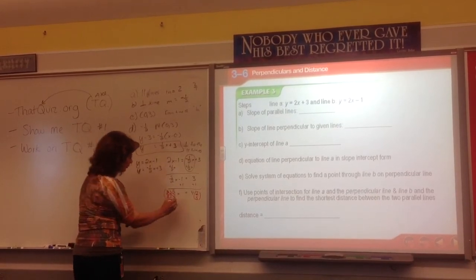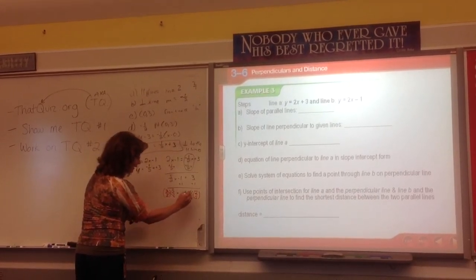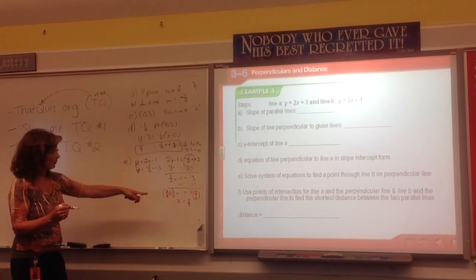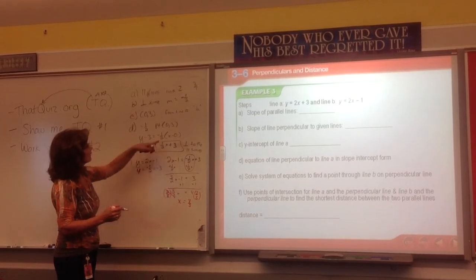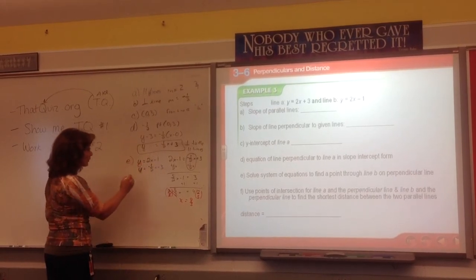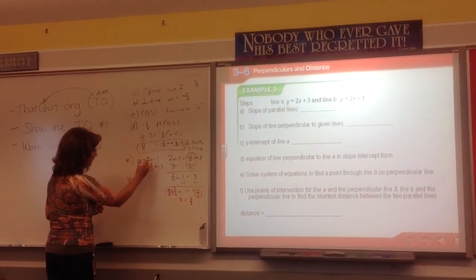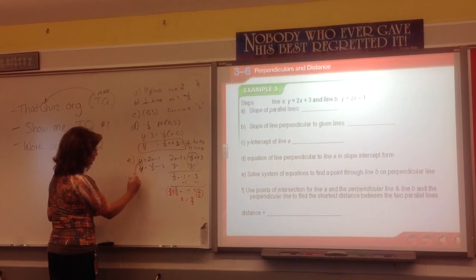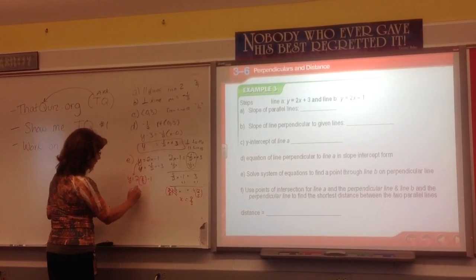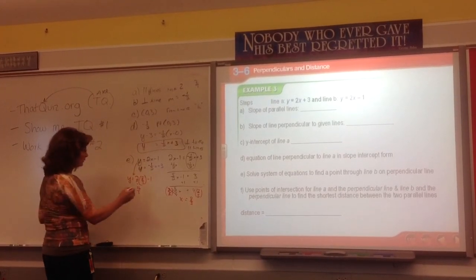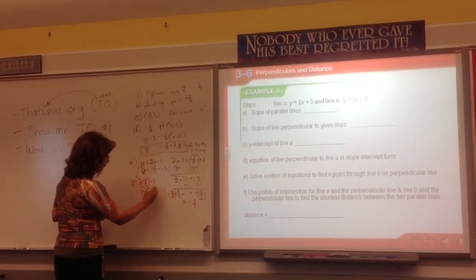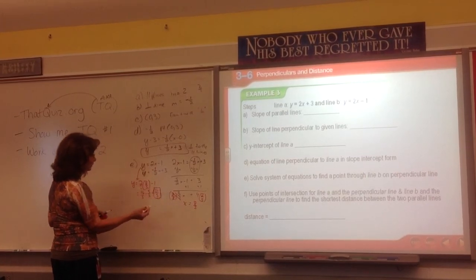A number times its reciprocal equals 1. So I have 1x here, and I have 4 times 2 is 8 over 5. So 8/5 is the x-coordinate where my perpendicular line crosses y equals 2x minus 1. Now to find my y value, I can plug it into either one of these. So 2 times 8/5 minus 1 equals 16/5 over 1, minus 1, which is the same as 5/5. So 16 minus 5 is 11/5. That would be my y coordinate.